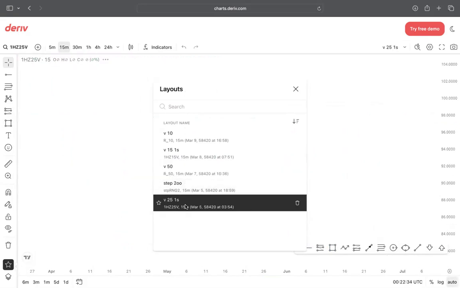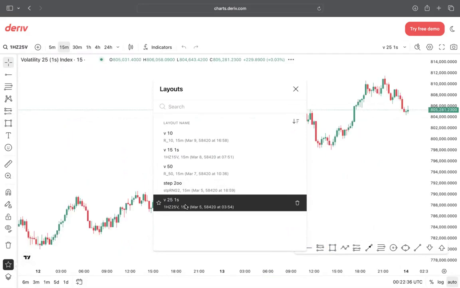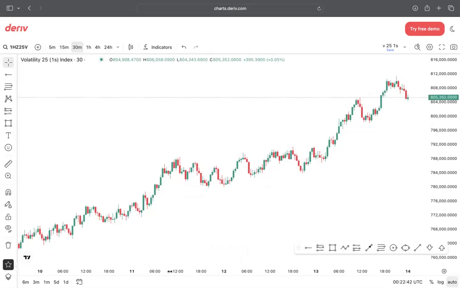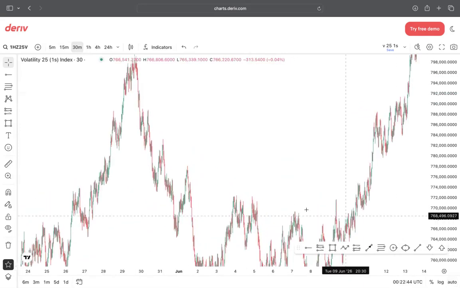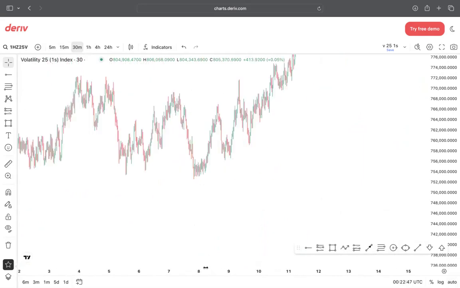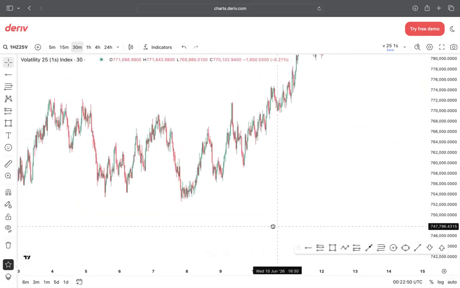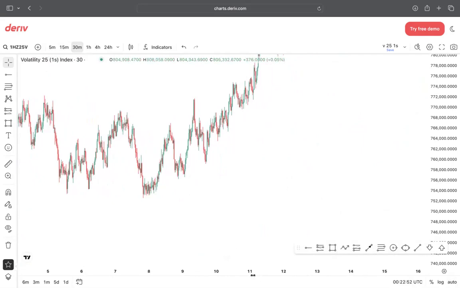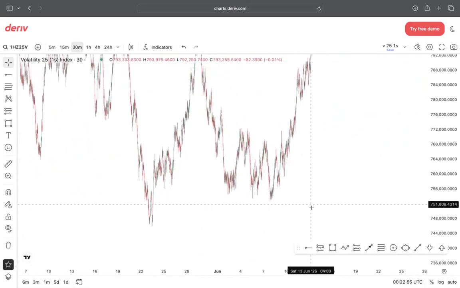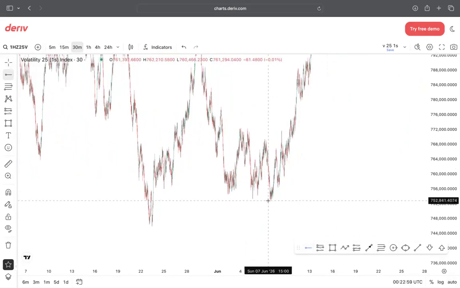So this 25 1X was a lovely buy, actually. It was a lovely buy. But it was also kind of trickish here. So this 25 1X was buying, but it has gotten to full take profit.